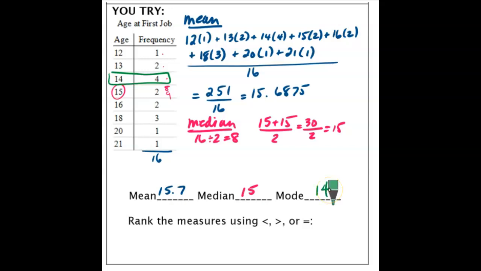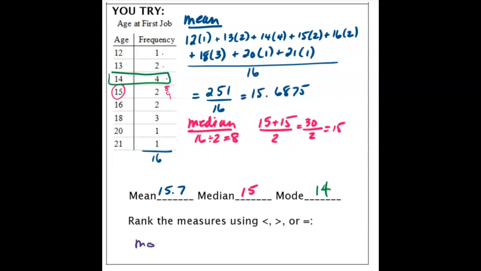Now the last thing it asks us to do is to compare these measures using either a greater than, less than, or equal to sign. So it doesn't give us a specific order. I always like to put mine in order from least to greatest. So the smallest one I have is mode.